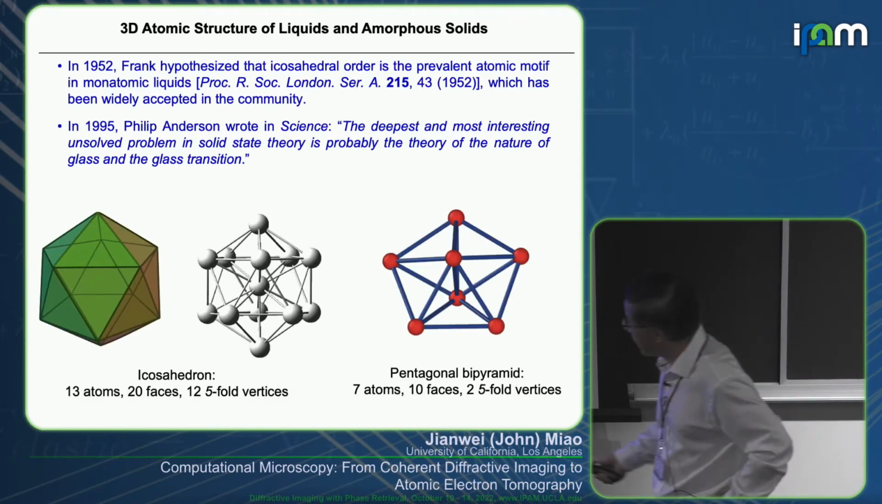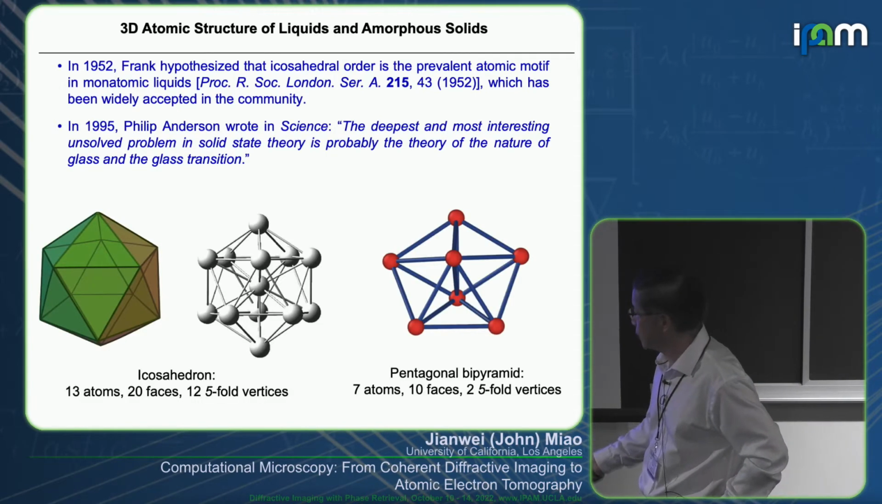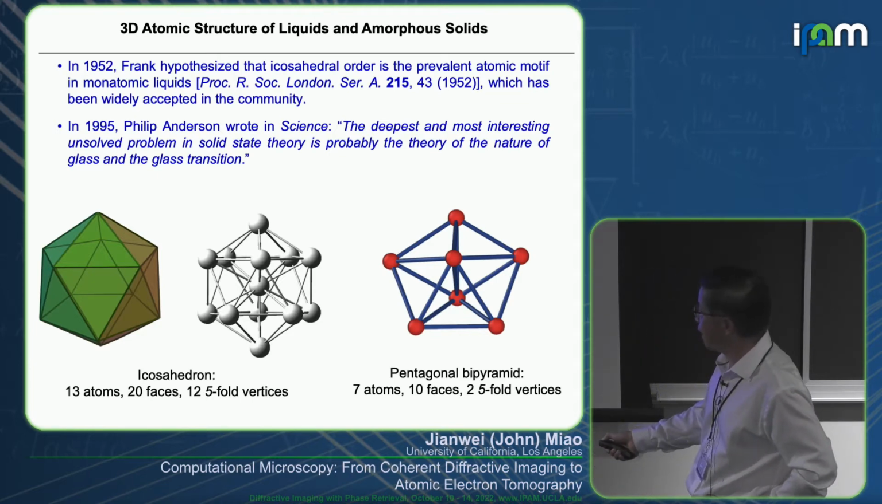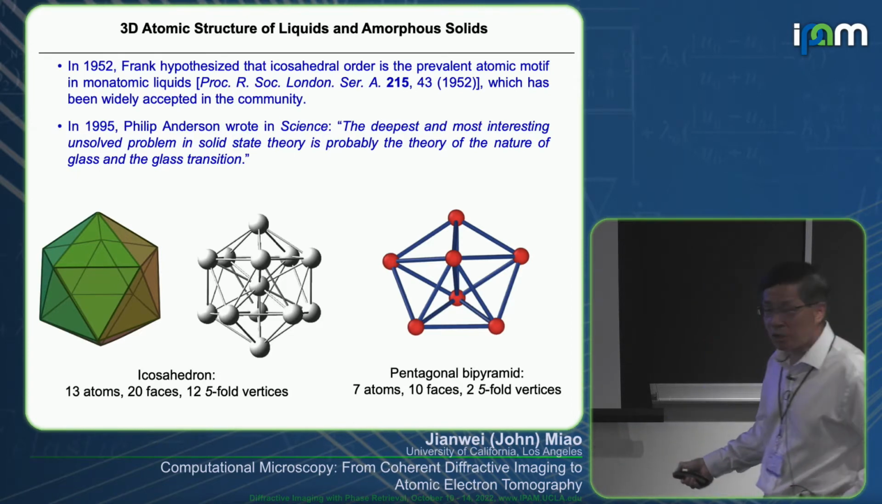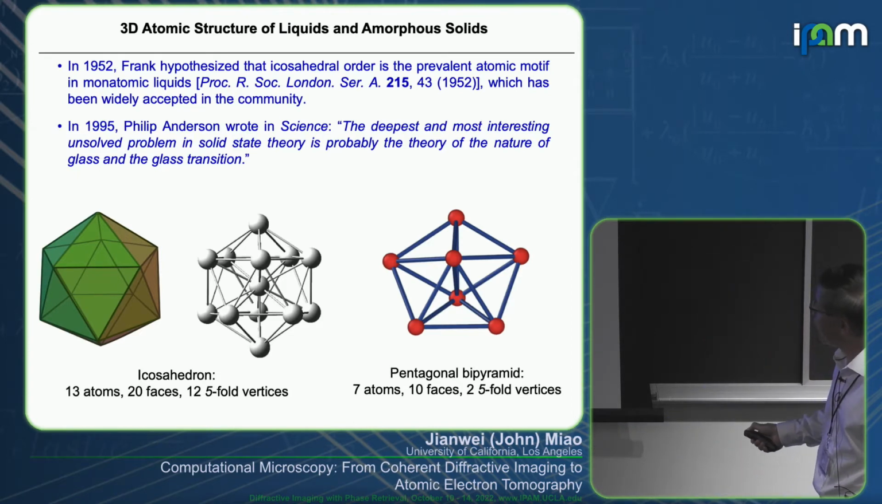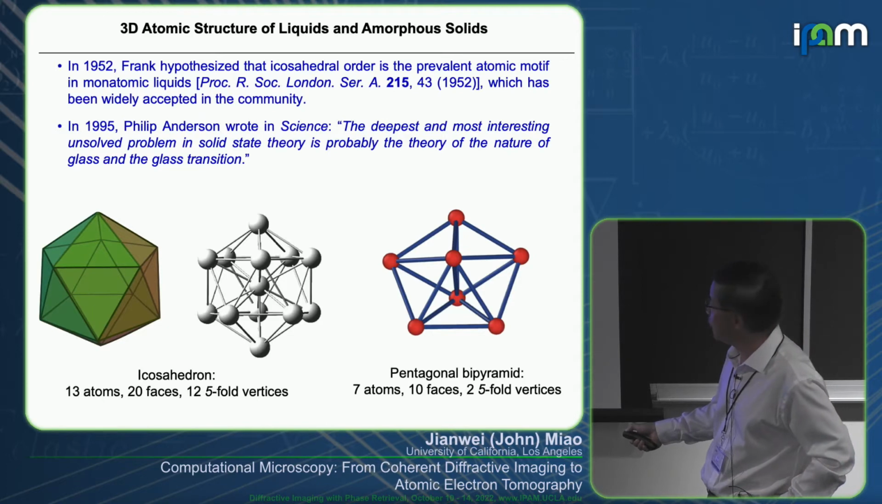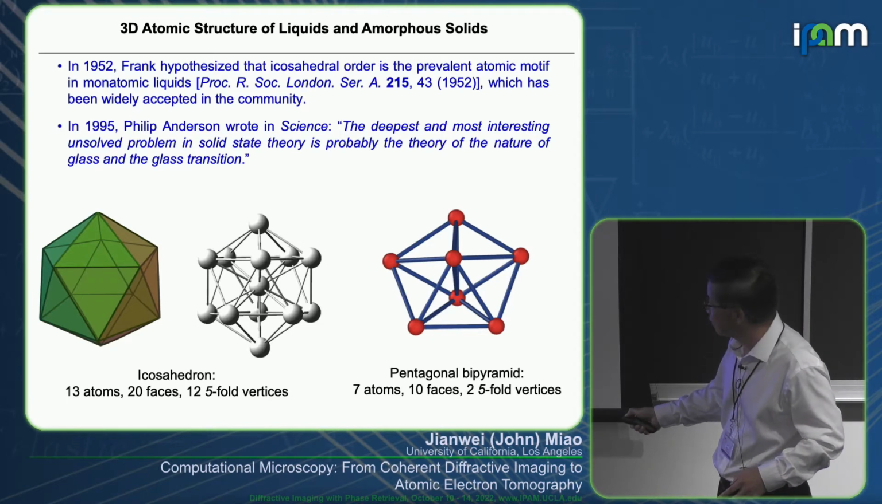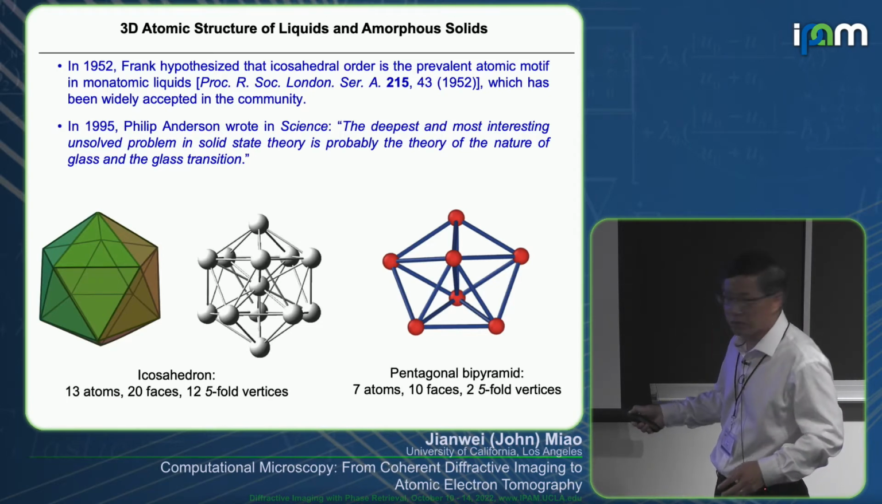Here I'm going to show the icosahedron. The icosahedron has 13 atoms, 20 faces, and 12 5-fold vertices. I also want to show the pentagonal bipyramid, which is 5-fold: 1, 2, 3, 4, 5, with one on top and one on the bottom. It turns out that 12 pentagonal bipyramids form this icosahedron. If you put an atom in the center and the other 12 atoms around it, then each atom and the atom at the vertex form this pentagonal bipyramid.